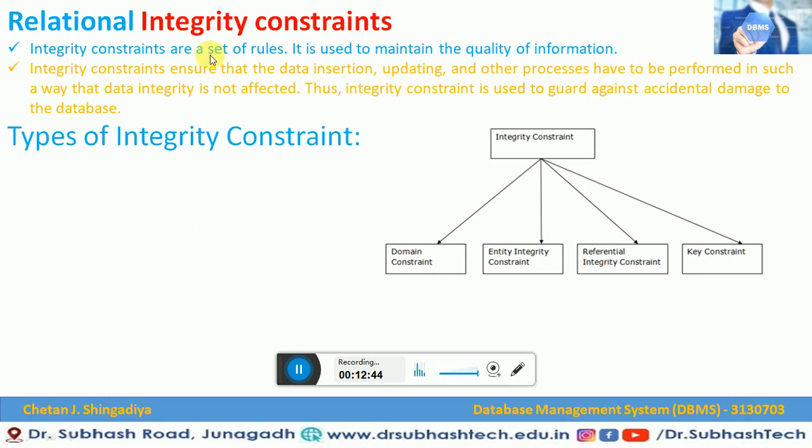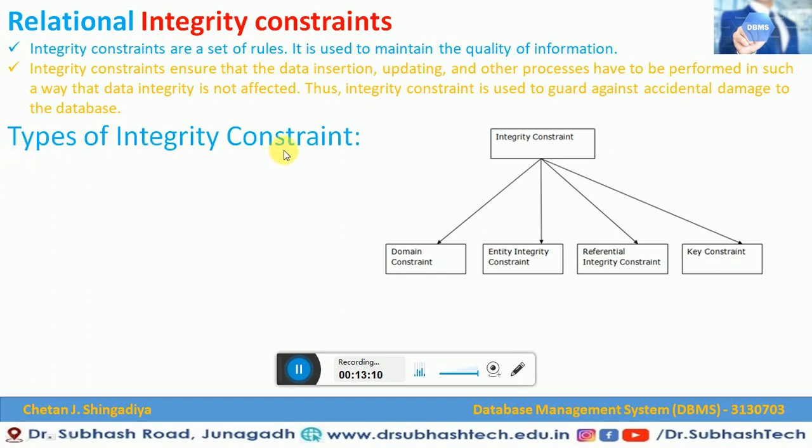Whenever we are performing operations like insertion, updating and other processes on a table, the data integrity should not be affected. Thus, the integrity constraint is used to guard against accidental damage or loss of the database. So this may restrict the loss or damage of the database. So this is what an integrity constraint is.